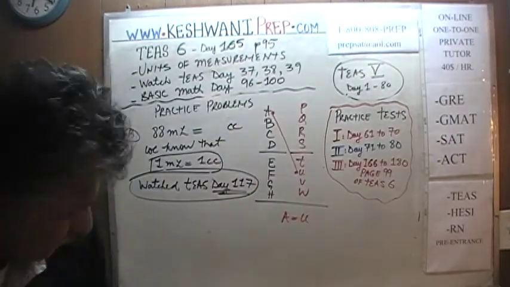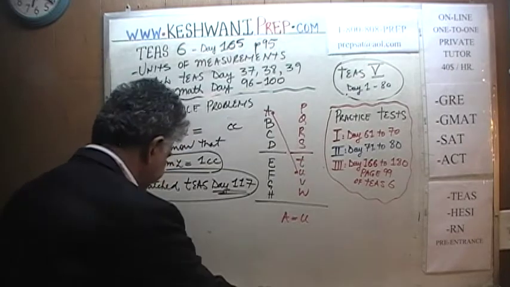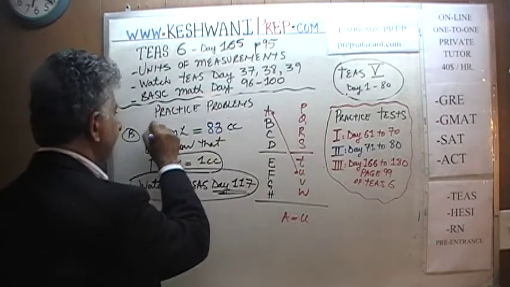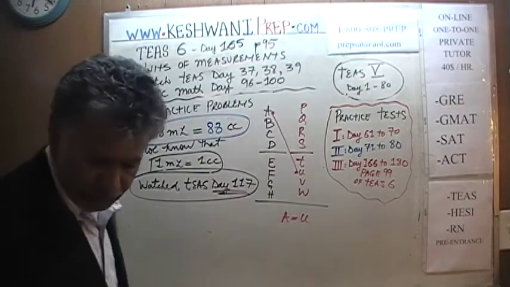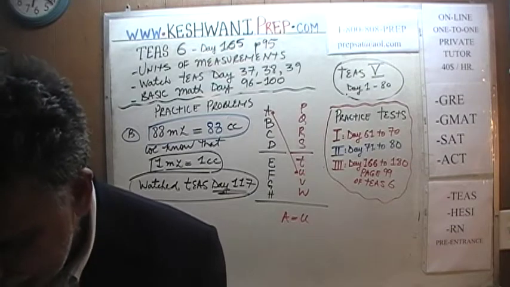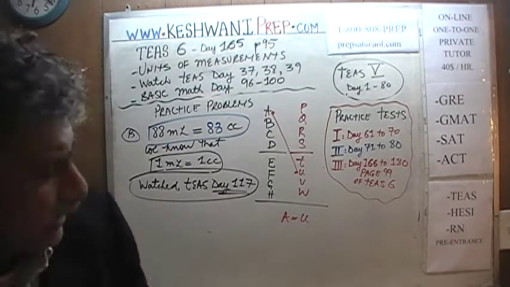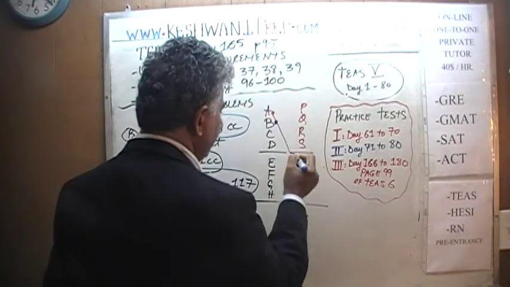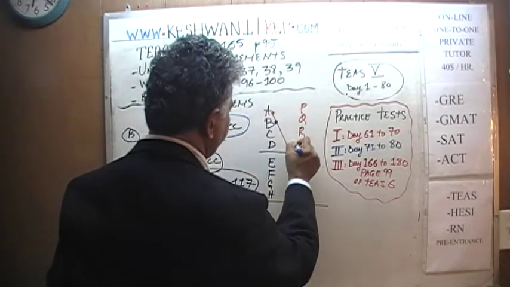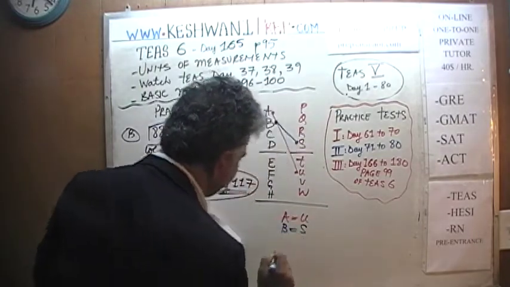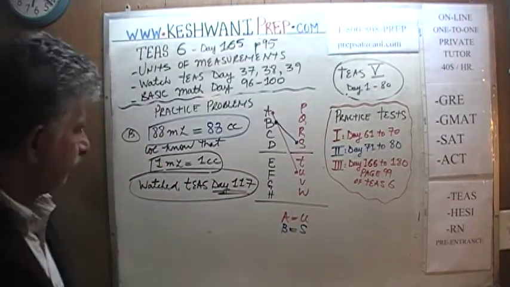Let me change the color. Must equal 88 cubic centimeter. And that would be, what letter is that? If you number them P, Q, R, S, T, and so forth, you will see that there is letter S. B equals S. Here's your B, and B equals S, where is S? Right here is S. B equals S. Let's take a note here. B equals S. Let's do the next one, shall we?